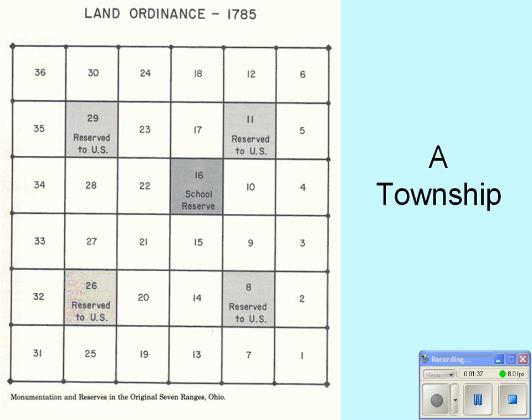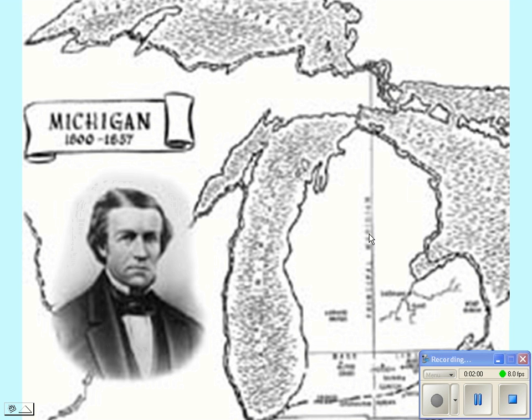The townships were organized like this. Section 16 of each township was designated for school use, as we just discussed. And there were 4 other sections here that were reserved for the United States, and other sections were sold. Now, in order to set things up like this, you needed to have a starting point.